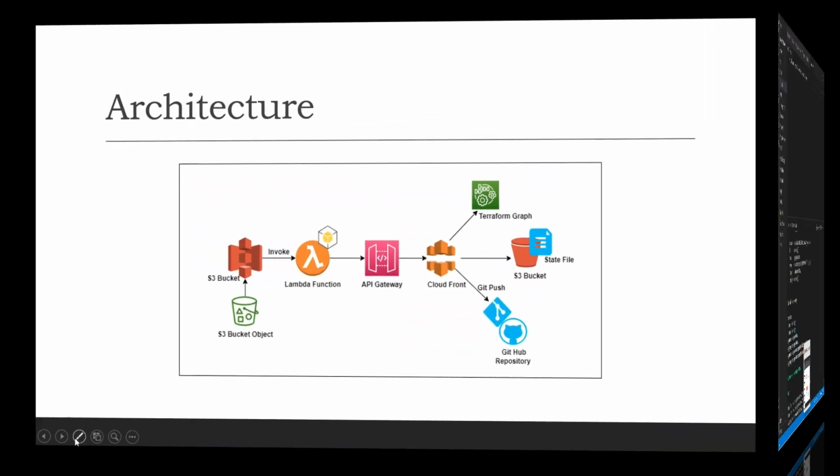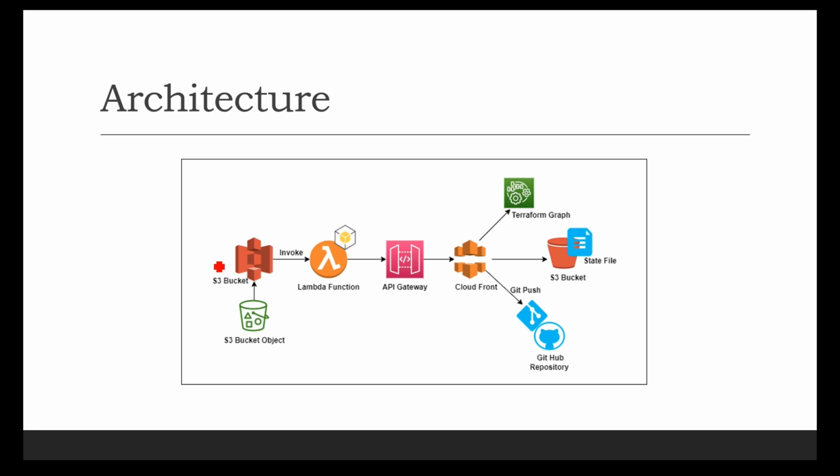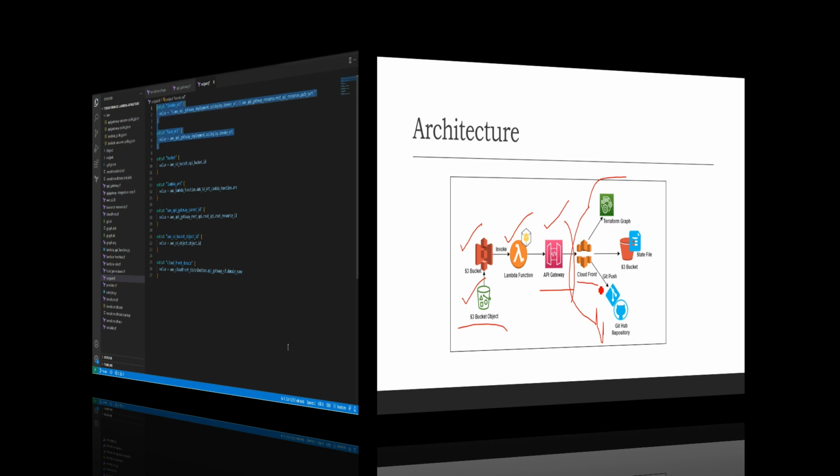Okay, so till now what we have done: we have created an S3 bucket, we have uploaded the object, we have invoked the Lambda function, and we have now created a REST API which has an invoke URL. So whatever content is present in the object, we are now able to get through the API gateway. Now let's understand this part. Let's quickly create a CloudFront.